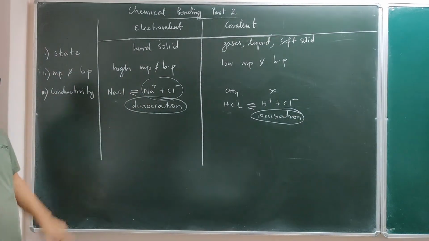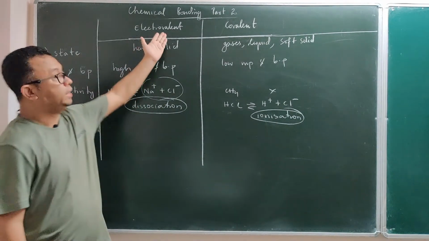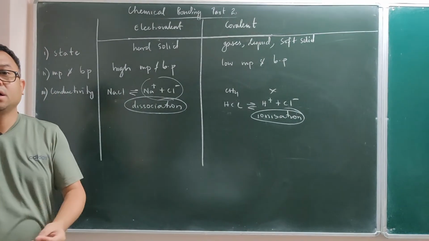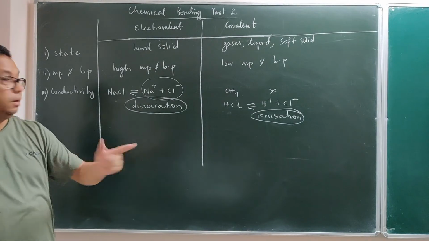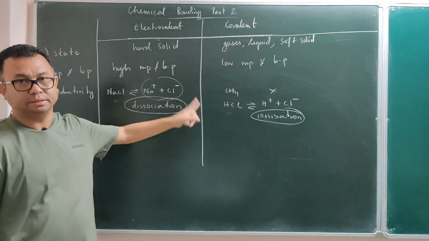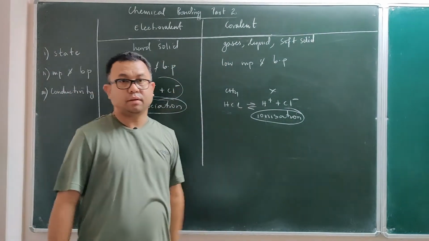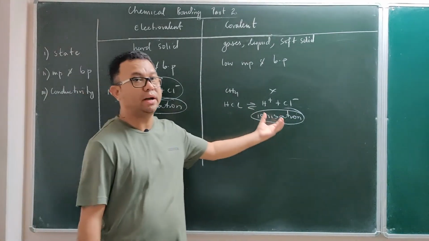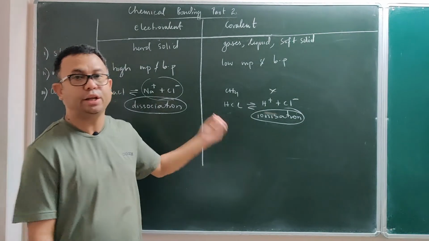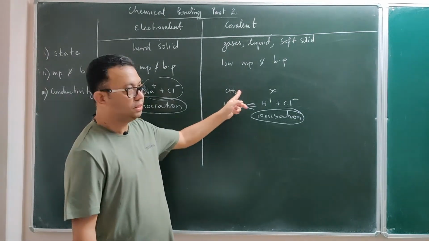Now coming back to conductivity. Electrovalent compounds are conductors of electricity when they are molten or when they are in aqueous solution. Why? Because they form mobile ions. Covalent compounds are bad conductors of electricity. They don't conduct electricity at all because they don't have ions. Then what do they have? They have molecules. Since molecules are present, they don't conduct.